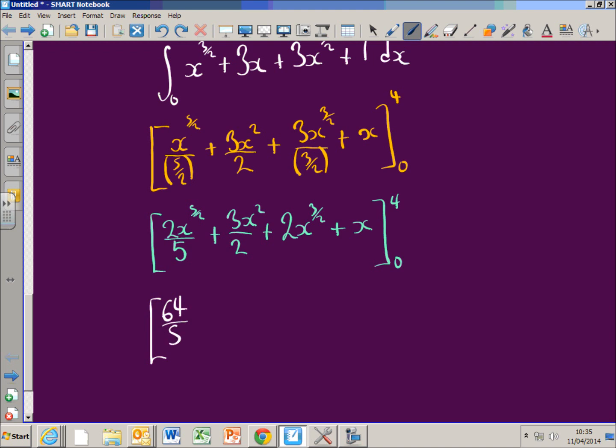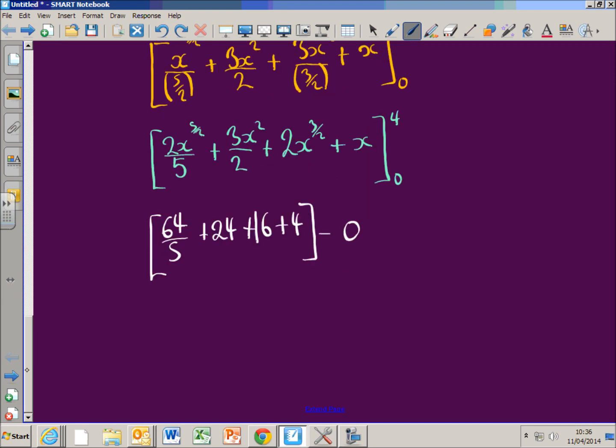Okay? Happy with that? I'm going to get 4 squared, which is 16, and I think I'll halve it first, so that's going to be 8. So it's 3 times 8, which is 24, I think. Agree with that? Okay. Now again, it doesn't matter whether I do the cube first or the square root, so I'm going to do the square root first, which is 2, and then cube, so that's 8. So 2 times 8, 16. Yeah? And then finally, plus 4. And then I'm going to take away when I sub 0 in. However, sub 0 in to all of that, what do I get? 0, so I don't even have to worry about it.